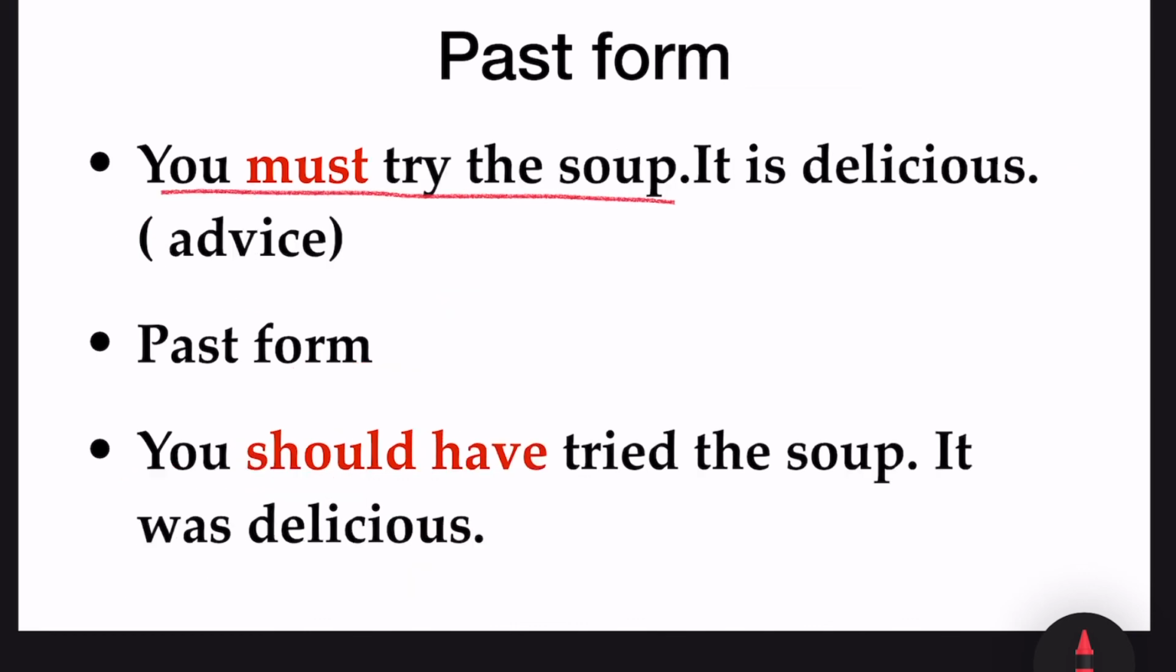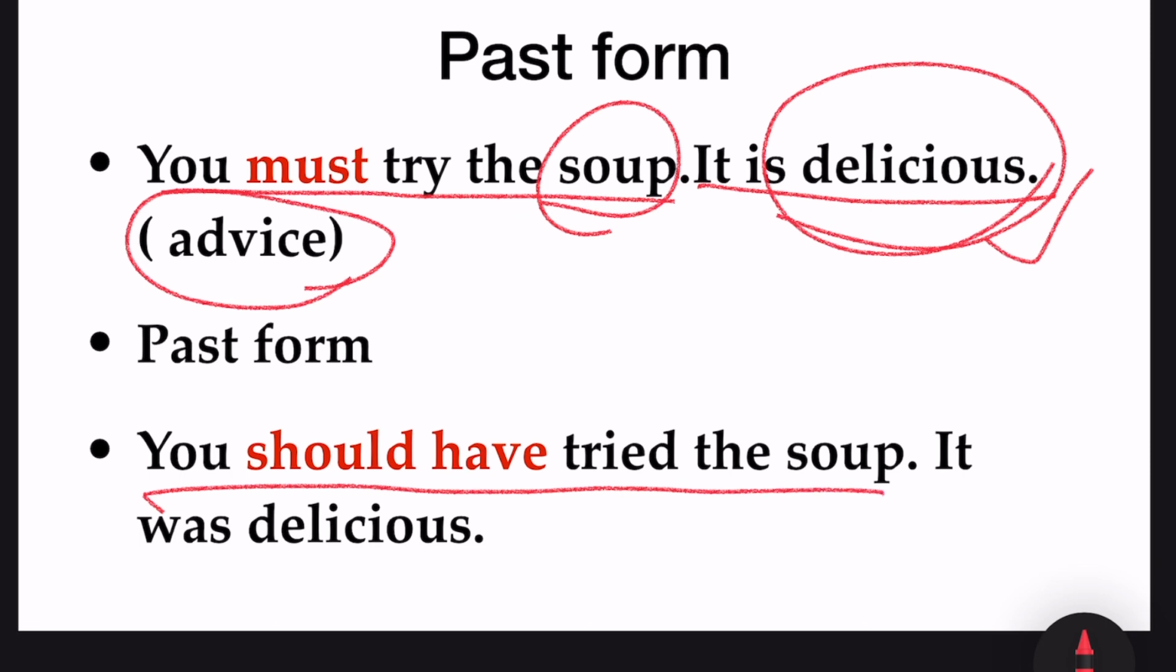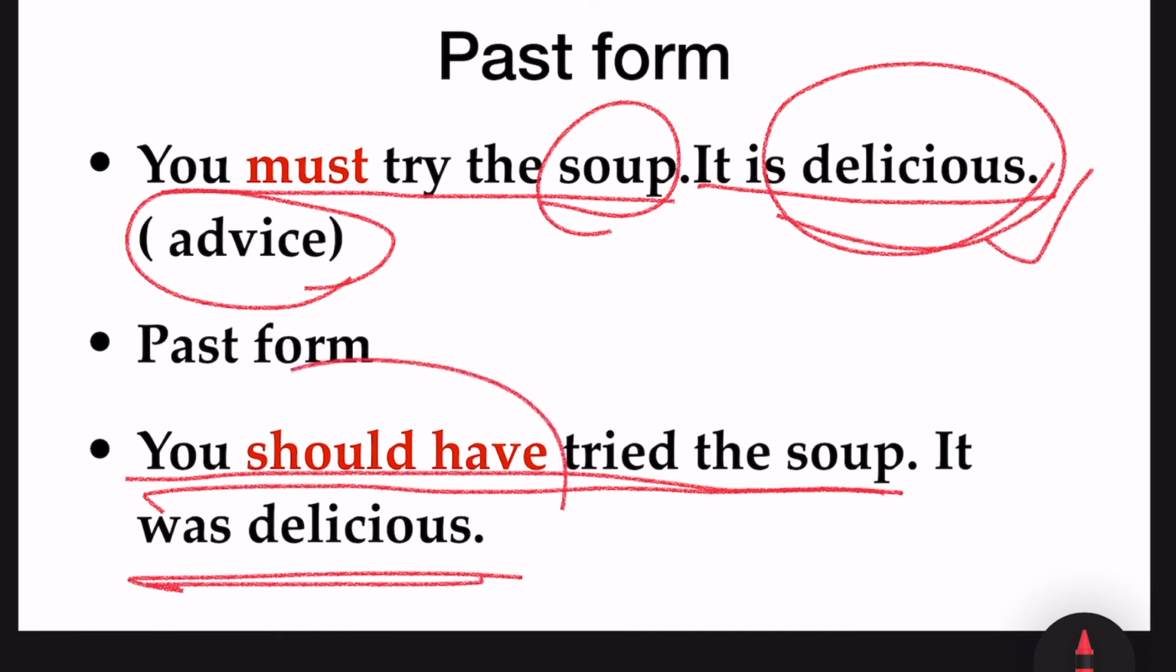You must try the soup. It is delicious. This is advice. You are giving advice to try the soup because the soup is delicious. The past form of this sentence would be, you should have tried the soup. It was delicious. We have used should have for the past form of must to express advice.